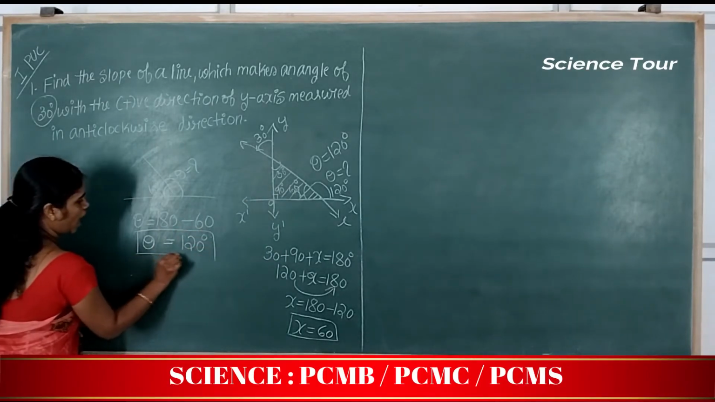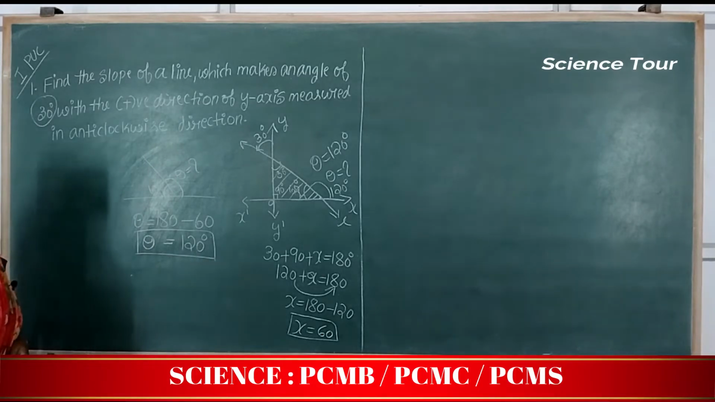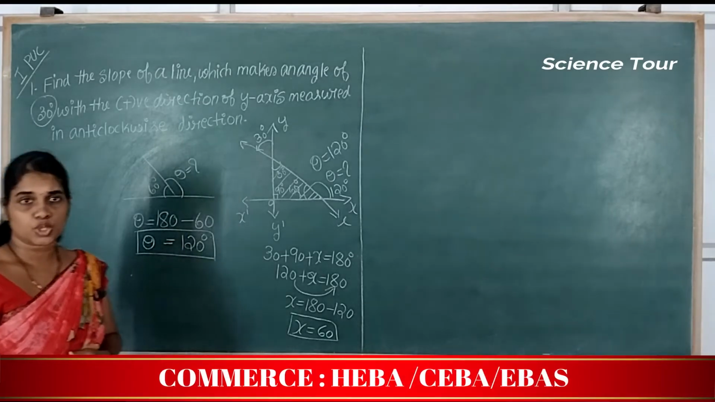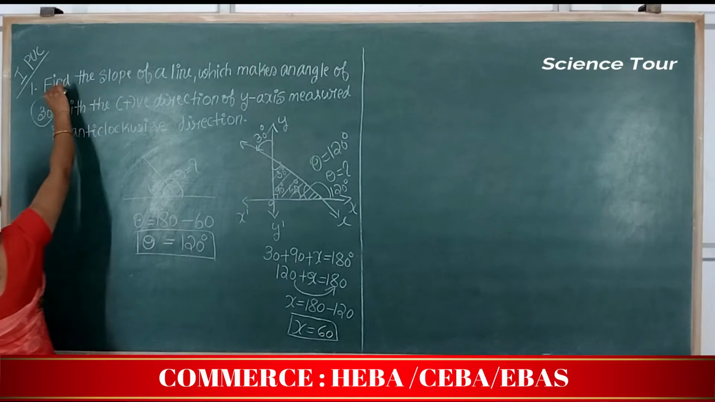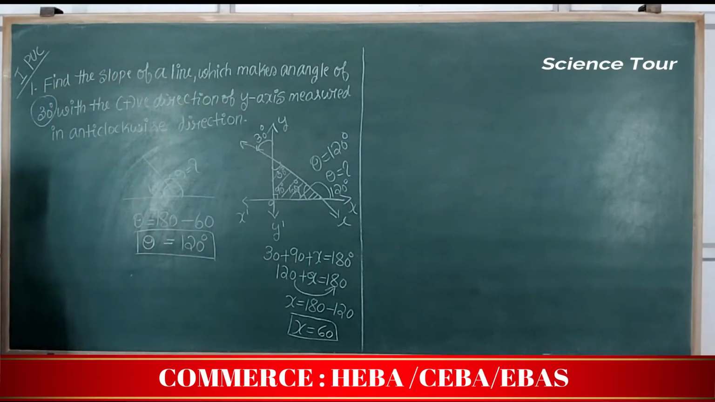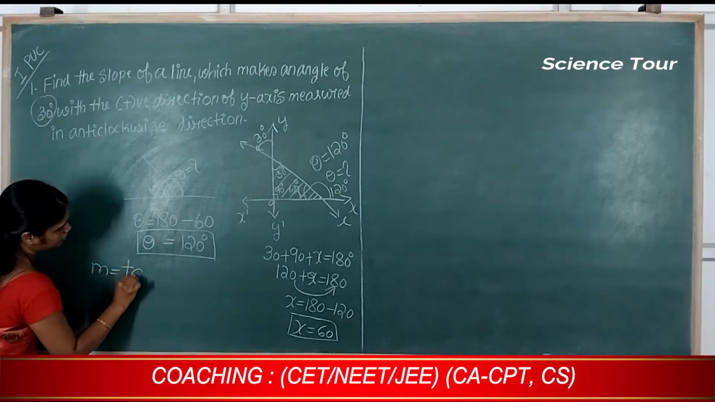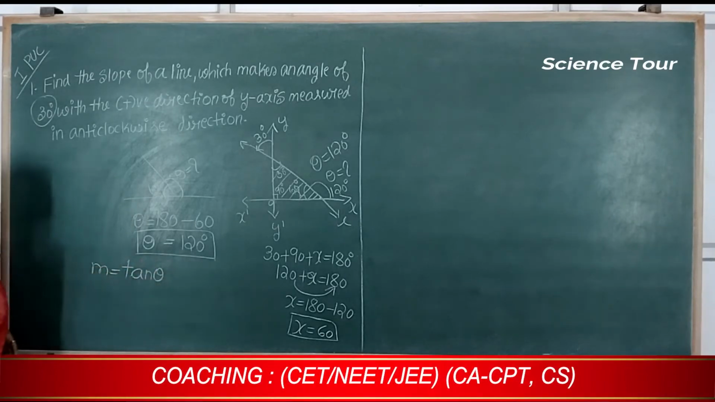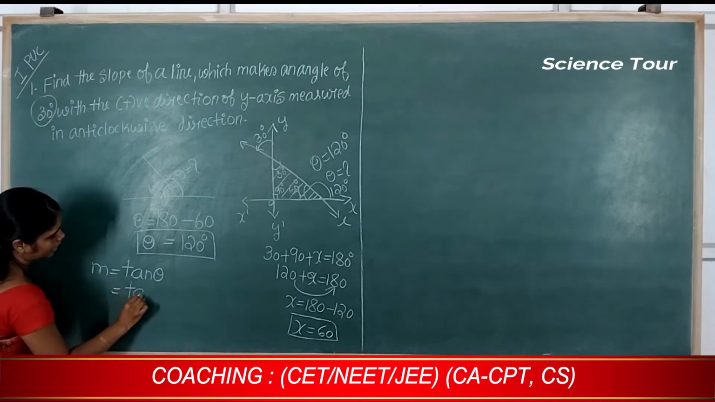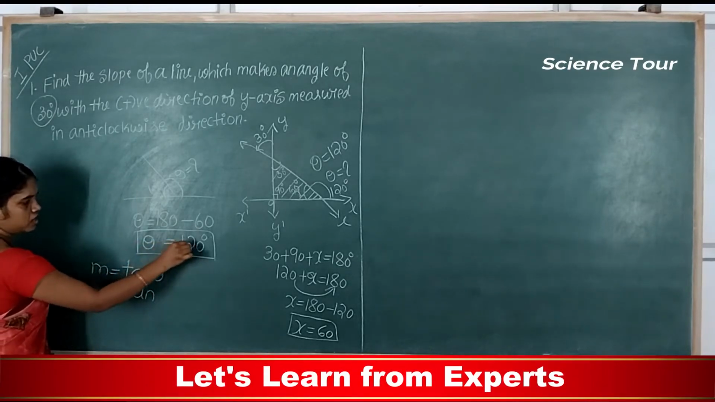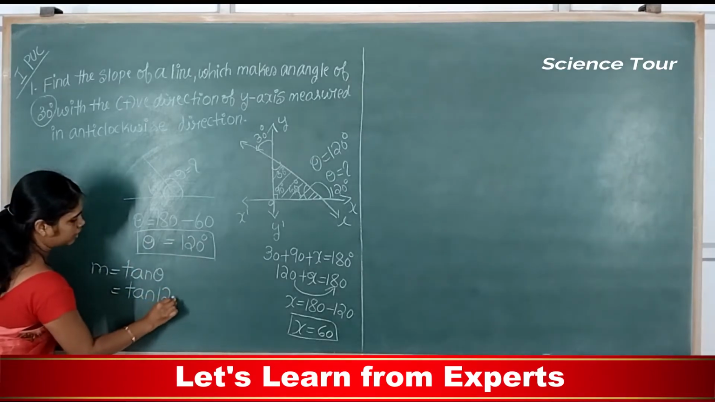Okay. So if you have the value of inclination, then how to calculate the value of slope? Actually your intention is to calculate the slope of a line, isn't it? So we have a formula. What is that? m is equal to tan theta. m is equal to tan theta. So in the place of theta, substitute this value, 120 degree.